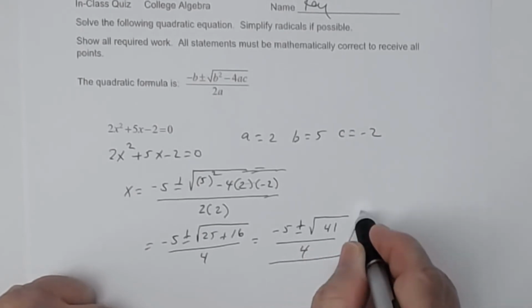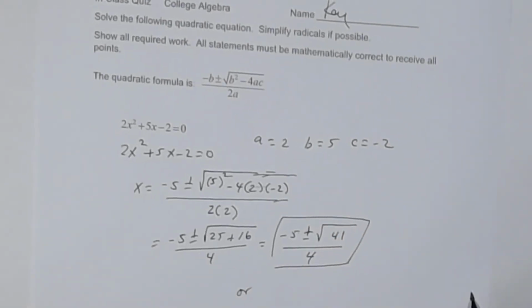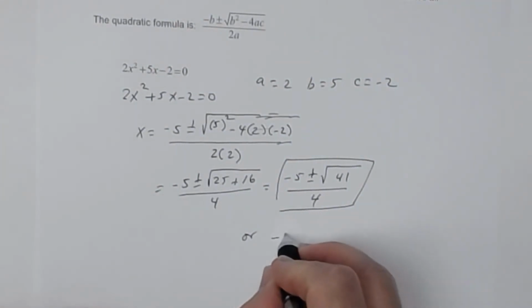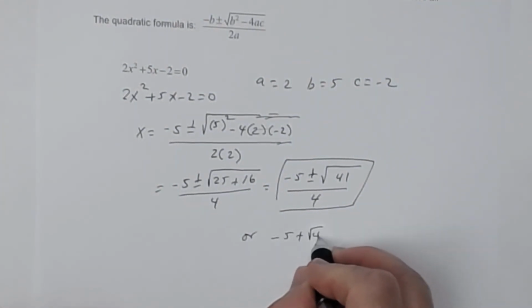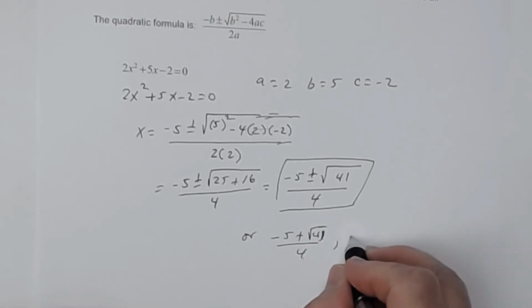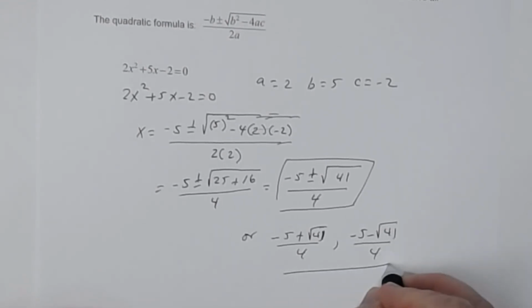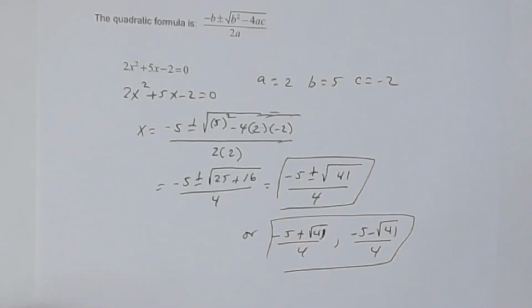So that means this is it. That's your answer. Now if you wanted to rewrite it as two separate solutions, you could. You could say negative 5 plus the square root of 41 over 4, and then comma, negative 5 minus the square root of 41 divided by 4. Okay? All right, so that is it. So that is the key to the quadratic equation.